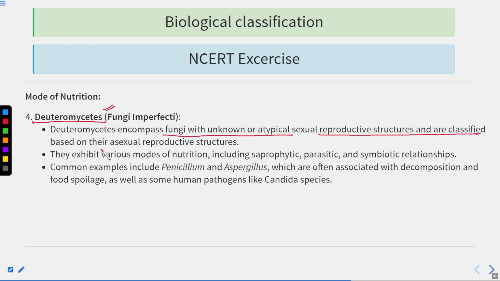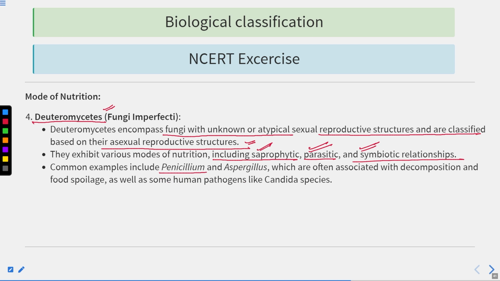and are classified based on their asexual reproductive structures. Means the sexual stage is not reported in some of the fungi, so they are all kept in a separate class called deuteromycetes. Now they exhibit various modes of nutrition, including saprophytic, parasitic, and symbiotic relationships, right? So they show the saprophytic mode of nutrition, the parasitic mode of nutrition, and even the symbiotic relationship.